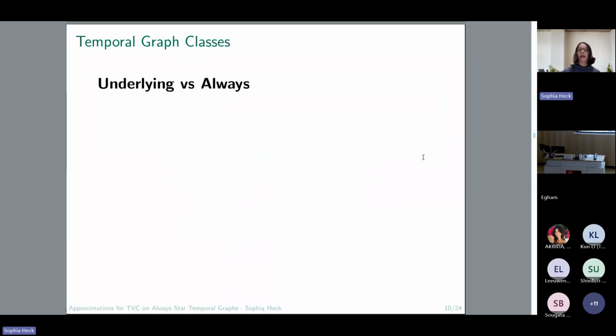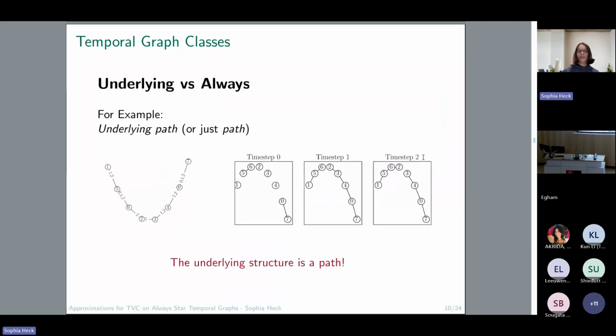For example, we look at temporal graph classes. In general, here we distinguish underlying and always. What does that mean in particular? We could say we have an underlying path graph structure. So if we look at the underlying structure where we have these labels, then the structure we have is a path. However, in the time steps itself, there might be disconnected behavior.